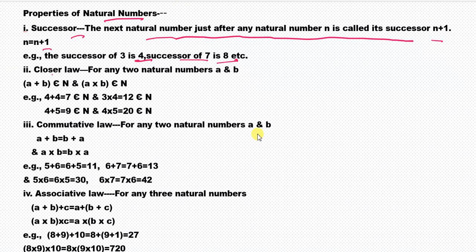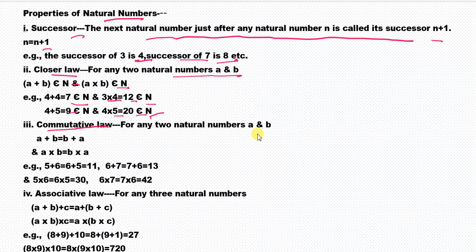The second property is closure law. For any two natural numbers a and b, a plus b belongs to the natural numbers, and a into b belongs to the natural numbers. For example, 3 plus 4 is equal to 7, which belongs to the natural numbers. What are natural numbers? 1, 2, 3, 4, 5 to infinity. Similarly, 3 into 4 is equal to 12, which is also a natural number. 4 plus 5 is equal to 9, this is also a natural number. 4 into 5 is equal to 20, this is also a natural number.